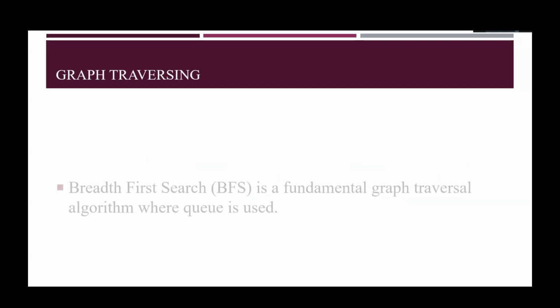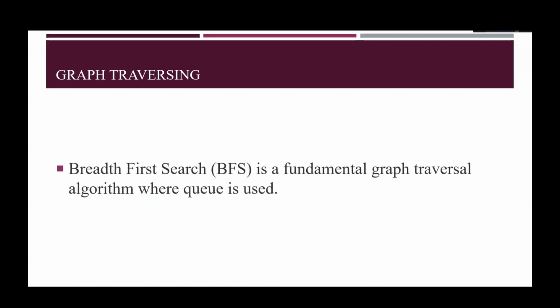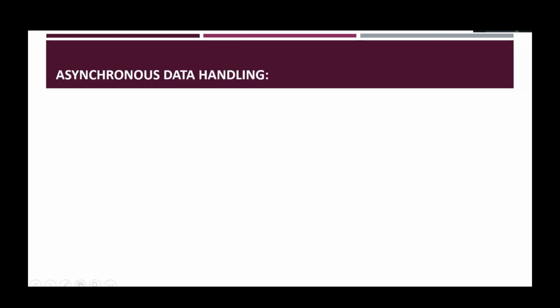Graph traversal. Whenever we perform traversal of a graph, it can be done in various ways. One way is breadth-first search. Breadth-first search means we traverse each and every level, and at that time we use a queue for the implementation. There are two ways we can perform graph traversal: one is depth-first search, and the other is breadth-first search. For breadth-first search, we use the queue. For depth-first search, we use the stack.